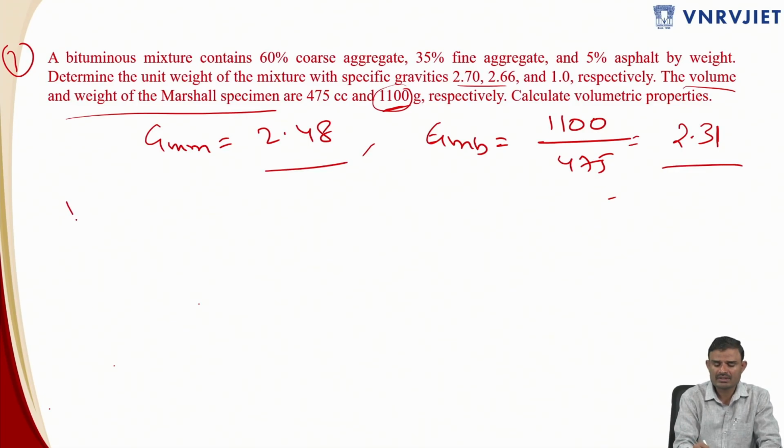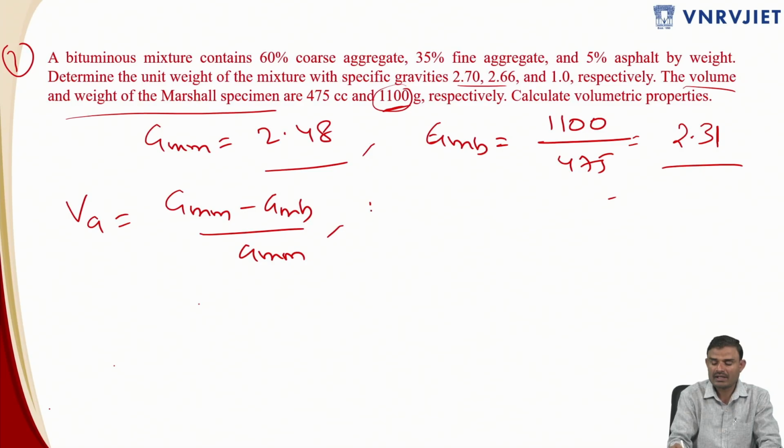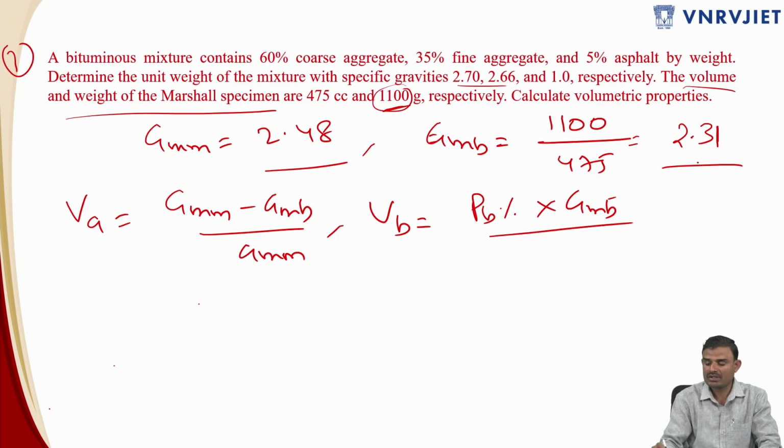Once you are familiar with this, again you have to proceed with the VA percentage, which is nothing but GMM minus GMB divided by GMM into 100. And again, you know what VB is. VB is nothing but the percentage of bitumen, which is already given as 5%, multiplied by GMB, which you already know is 2.31, divided by GB, which is already given to be specific gravity as 1. So then you will get VB.